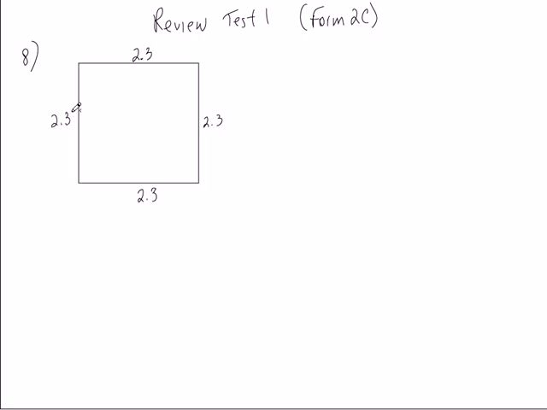So it says a square has a length of 2.3. What's the area of the square? It's just length times width, or you could think of it as base times height. So it's just 2.3 times another 2.3, or you could say 2.3 squared. Throw that in a calculator, and you should get about 5.29. And it's in feet, so it's feet squared. Easy as that.